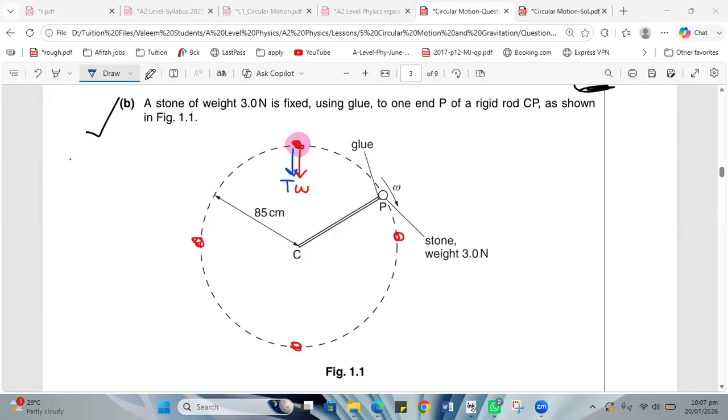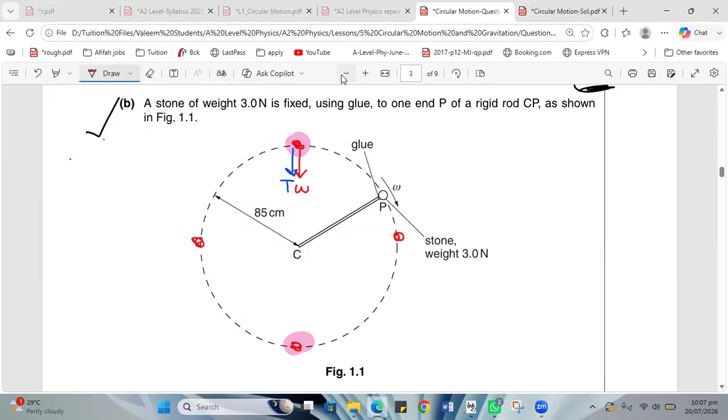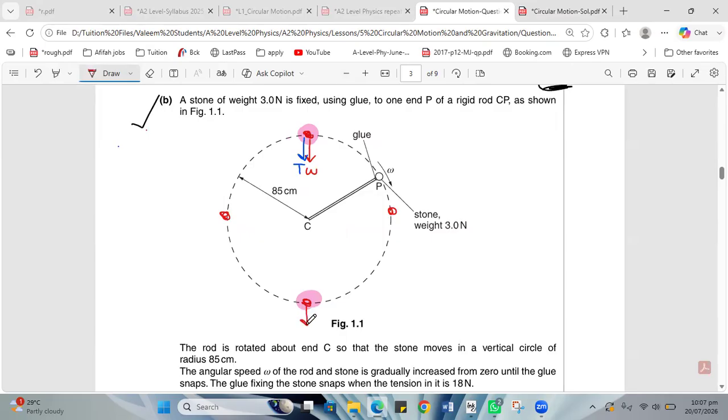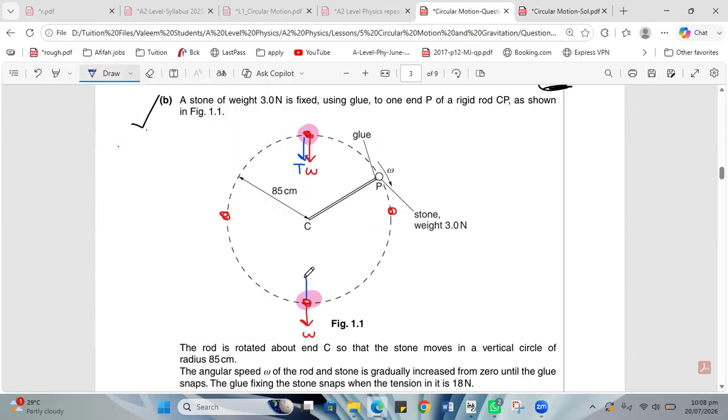Okay, now let's go down to 6 o'clock. At 6 o'clock, let's draw the forces again. Weight is again downwards. Remember, weight is always downwards. And tension this time is like this, upwards. Am I right?